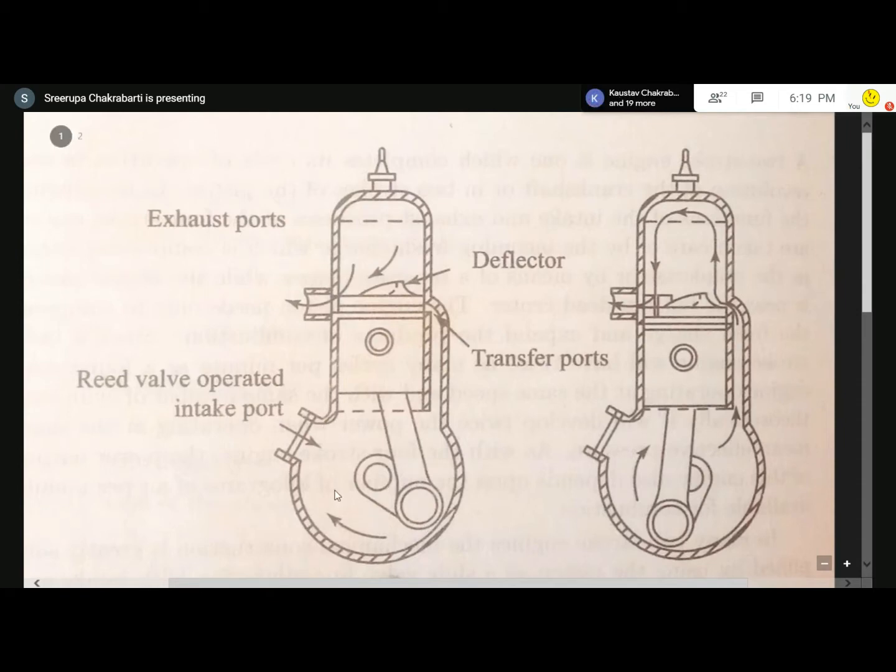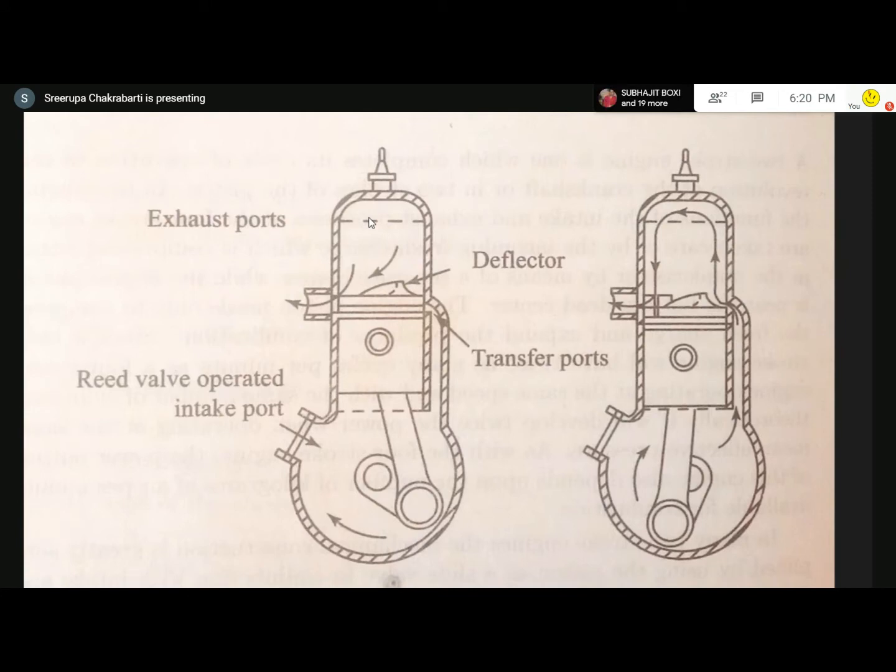Now, how does the operation occur? As I have said, this is a two-stroke engine. That means the movement of the piston will be only twice. One is from the top to the bottom dead center, and from the bottom dead center to the top dead center. So within these two journeys, the cycle has to be completed.